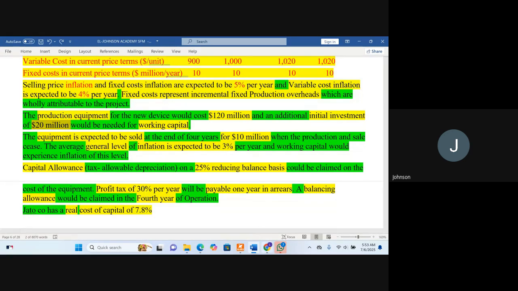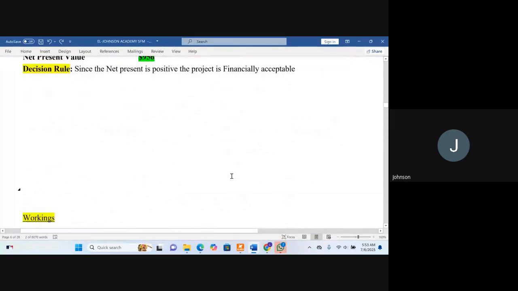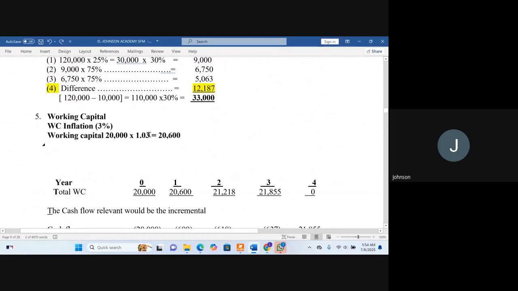So let's now see what we do. Let's go back to the solution. Let's go down to where the solution is. This is the working capital now. In year 0, the working capital was this amount, 20 million, right? Now, in year 1, it's going to increase by that.